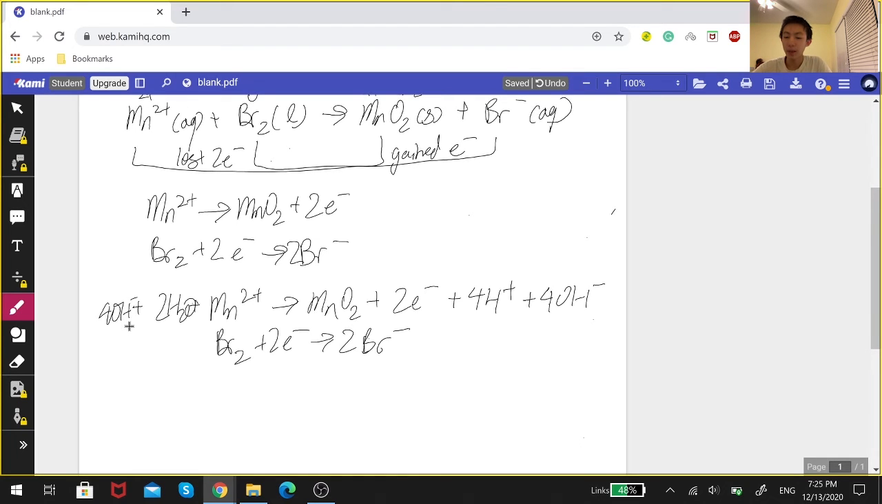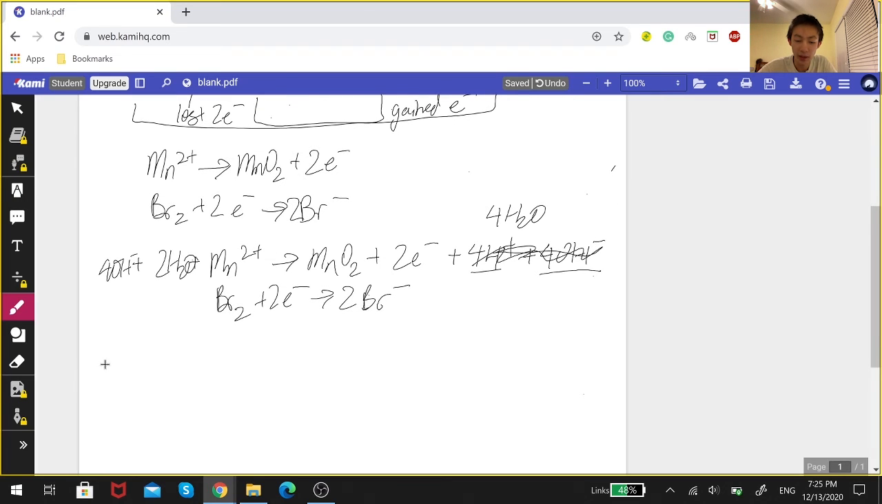Now, what happens to these 4 H plus and 4 OHs? Well, this forms 4 H2Os, because the H bonds together with the O, and that forms an H2O. And now, with an H2O existing here, there are no more H's, and we have an OH on the left side, which makes this basic.